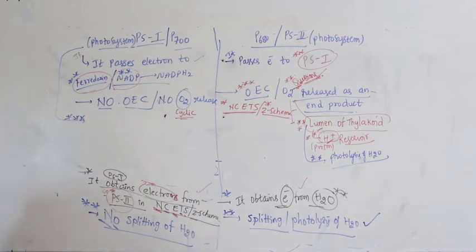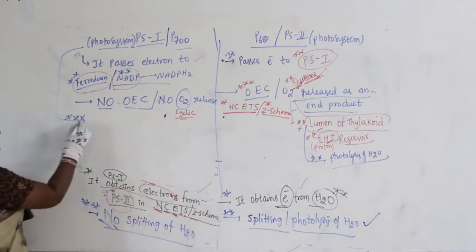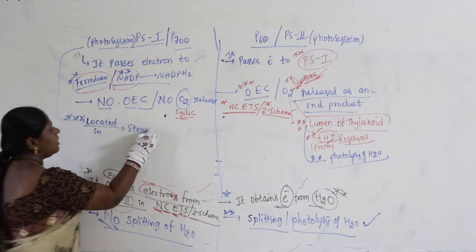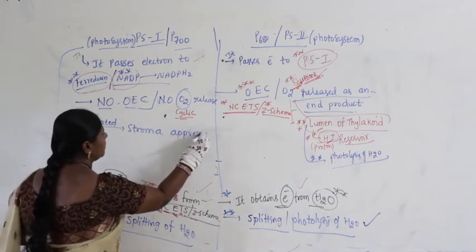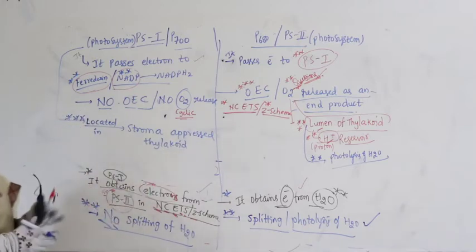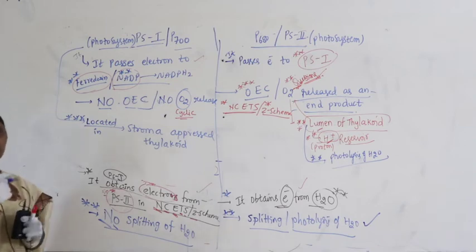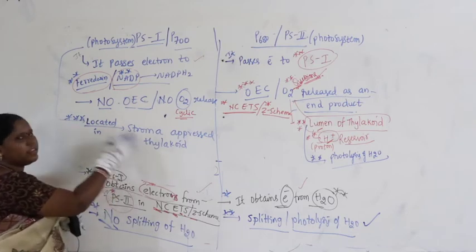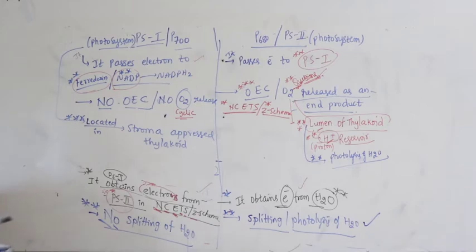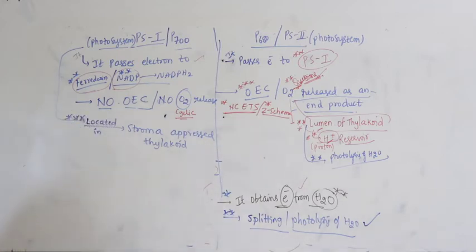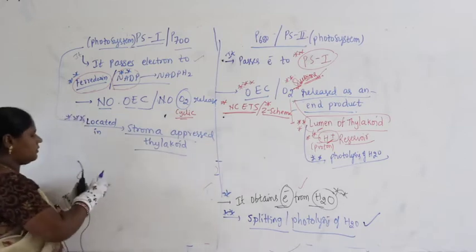First of all, where is PS1 located? Let us write that down. PS1 is located in the stroma appressed thylakoid, very important. Stroma appressed thylakoid. Don't write just thylakoid again, you'll get a lot of confusion. Remember, stroma appressed thylakoid. Most people get confused here. They write thylakoid and forget stroma. No. When we take the chloroplast, I'll explain this better. You have to remember the appressed region. This is very important.